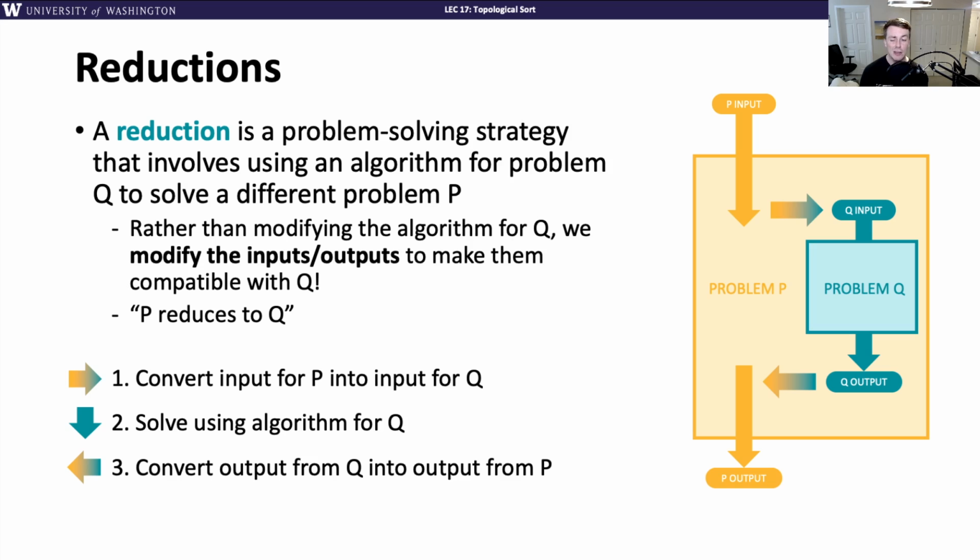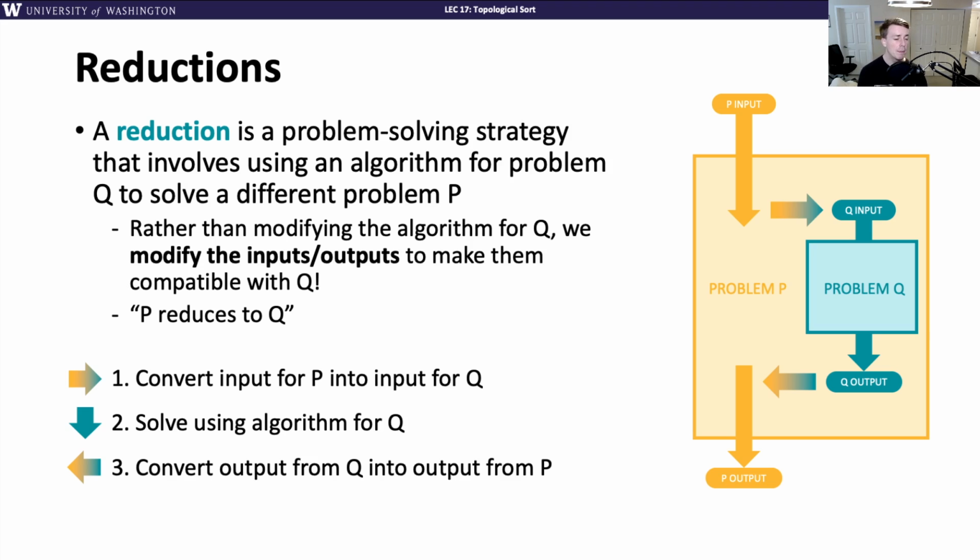So a reduction actually has three parts to it. The first is converting an input for problem P into an input for problem Q, then running that predefined algorithm Q, then taking the output of that algorithm and converting it back into your original problem space.